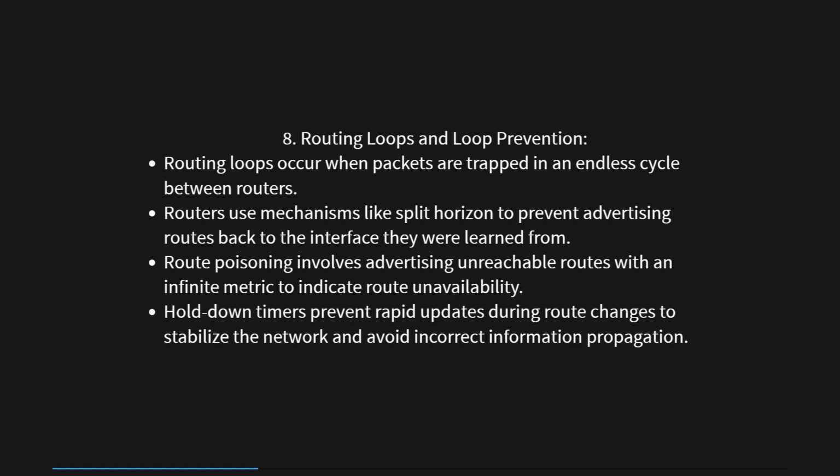Additionally, routers use hold-down timers to prevent rapid and frequent updates in response to route changes. When a route is declared unreachable, the router enters a hold-down state during which it ignores any updates for that route, giving the network time to stabilize and preventing incorrect route information from spreading rapidly. By employing these mechanisms, routers can effectively mitigate routing loops and maintain stable and efficient data forwarding within the network.